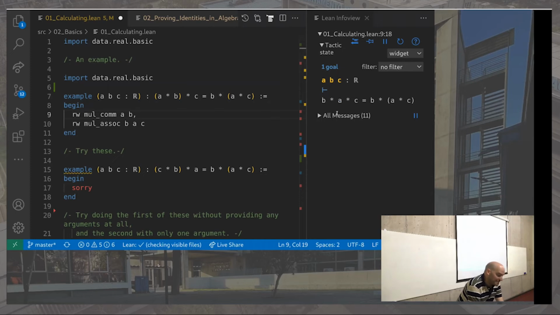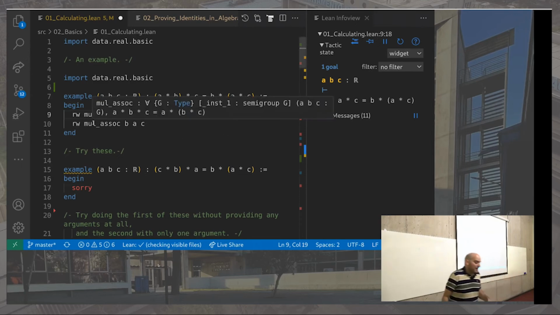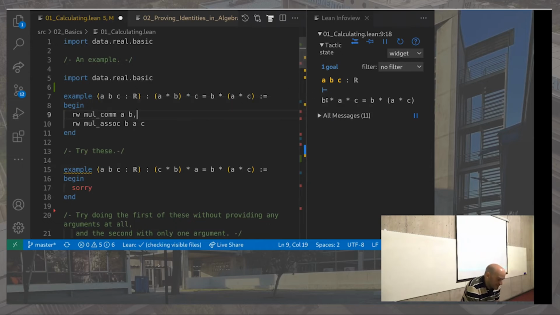So the left-hand side is B times (A times C), that must be equal to (B times A) times C. But this is exactly associativity of multiplication. So exactly as we had mul_comm, we have mul_assoc. That is exactly the same statement, that (A times B) times C is equal to A times (B times C). But of course, now we want to apply it to B, A, and C. So we rewrite mul_assoc B, A, C.